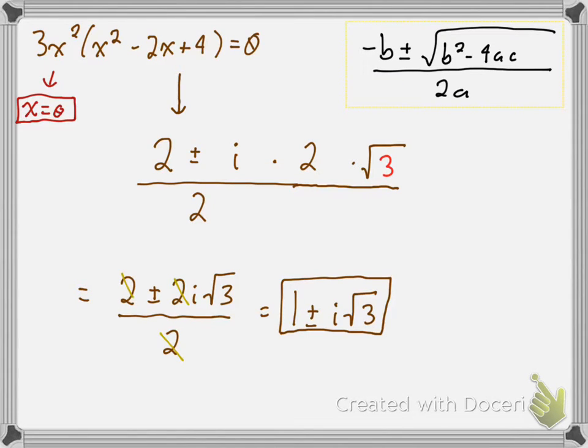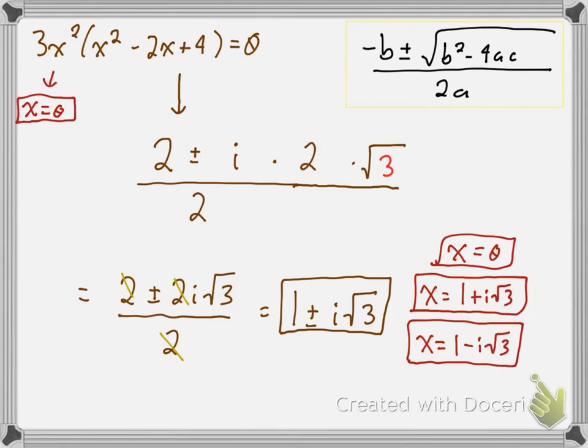So altogether, I have 3 zeros here, or 3 solutions. x equals 0, x equals 1 plus i square root of 3, and x equals 1 minus i square root of 3. For this problem specifically, I would only be able to find those last 2 solutions by doing this algebraically. If I graphed this equation, I wouldn't be able to see those imaginary solutions.